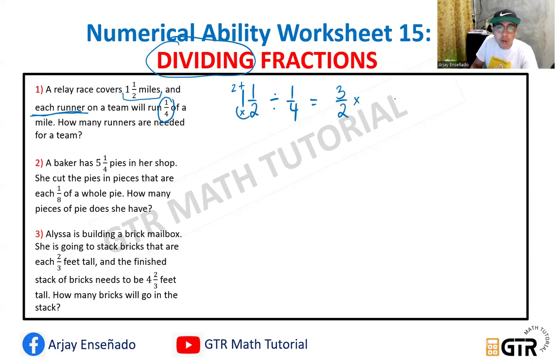Okay, so division, from division, magiging multiplication. And then get the reciprocal of 1/4. So that is 4/1. Okay, so we can cancel 4 and 2. Divide both by 2. So divide natin parehas sa 2. So divide by 2, we have 2. Sa denominator ay 1 na lang.